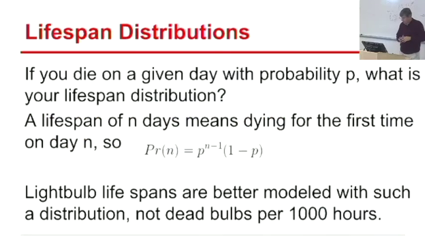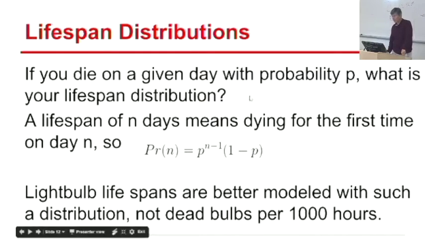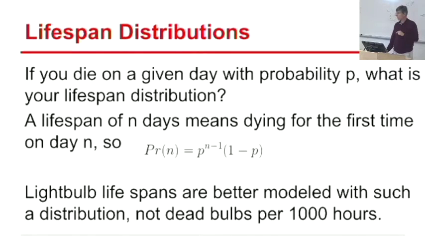Okay. Another distribution that I want us to think a little bit about is lifespan distributions. If we wanted to figure out, let's say, what's your probability of living n days? Let's say we had a model where you have a fixed probability of dying every day. Let's say that I will die today with a probability of 1 out of 30,000, and this is true for every day.